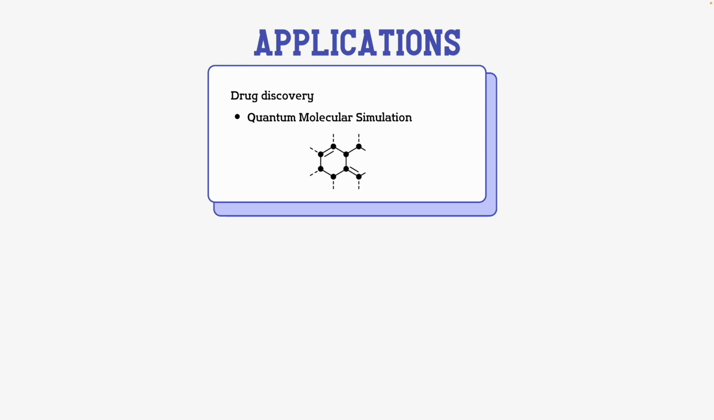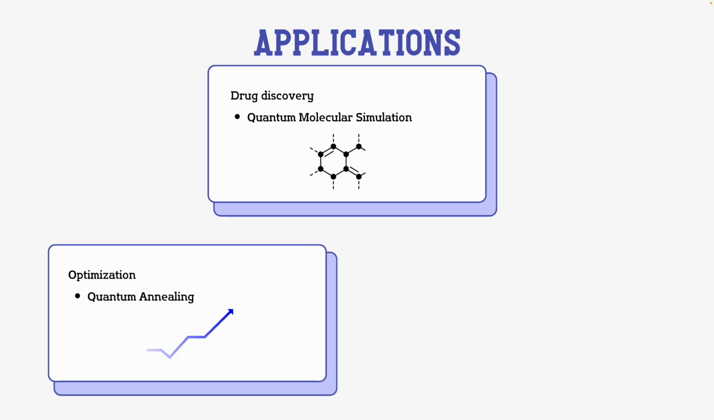Quantum computers can simulate the behavior of molecules with high precision, enabling researchers to understand complex biochemical processes and predict the properties of new drugs more accurately. For example, quantum computers can simulate the interactions between drug molecules and target proteins, leading to the discovery of novel therapeutics and accelerating the drug development process.